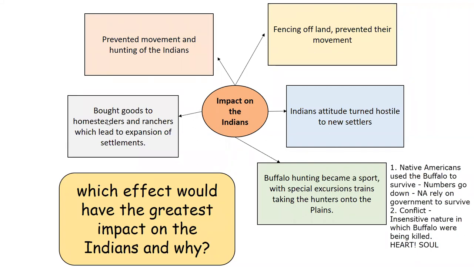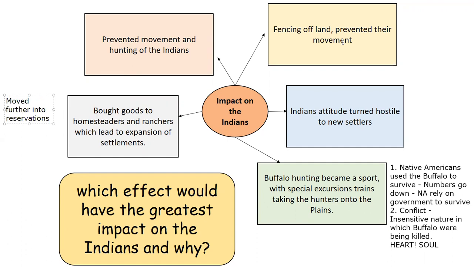The other impact it had was the railroad brought goods to homesteaders and ranchers, which led to people being able to expand their farms, their settlements, less land for the Native Americans, and as mentioned previously, it meant that they were going to potentially be moved further into reservations, which again would cause massive problems in the long run. Prevented movement and the hunting for the Indians. Indians' attitudes turned hostile to new settlers, which is going to cause war.